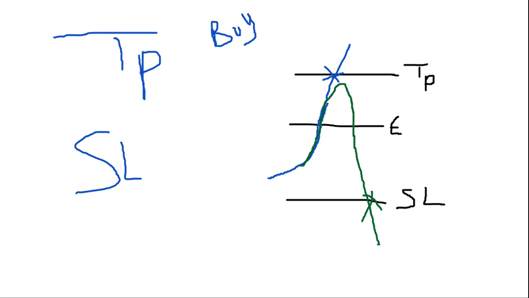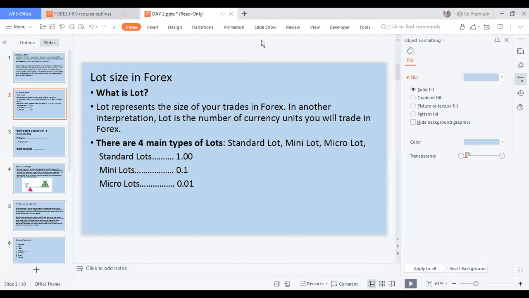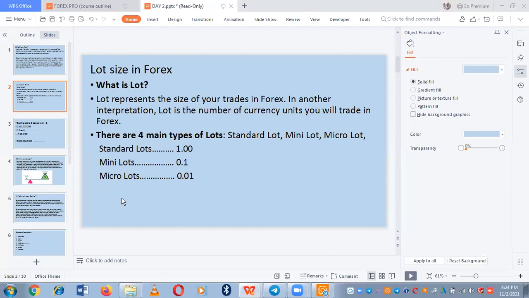So let me now proceed. The next one I'd like to talk about, class. I have to really work very fast, but God will help us. Is lot size. Lot size represents the size of your trade in Forex. In another interpretation, lot is the number of currency units you will trade in Forex. Actually, class, there are 4 types of lots: there is a standard lot, there is micro lot, there is mini lot, and there is nano lot.